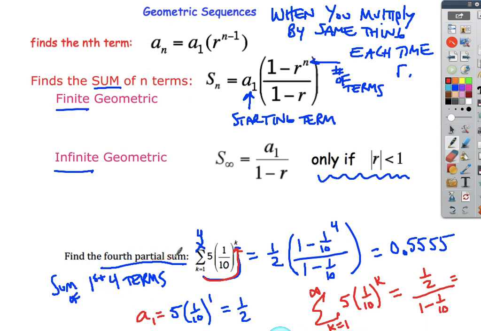The original problem that you had asked for the fourth partial sum. I think some people gave the fourth term, and I also think some people thought that the first term was a 5, but it's not. It's a 1/2. So watch out for that. I've had that on 2 different assignments, and people have made mistakes on that kind of problem. So watch out for that.